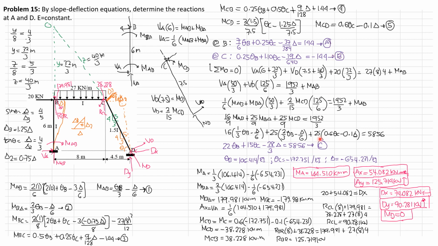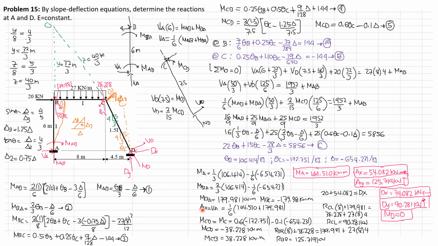Solving equations A, B, and C simultaneously, we get theta B 106.414 over EI, theta C negative 172.751 over EI, and delta negative 654.231 over EI. From there, we can now evaluate these moments. M_AB, which is M_A, is 1/3 of theta B minus 1/6 of delta, so M_A is 144.51510 kilonewton meter. M_BA is 2/3 theta B minus 1/6 of delta, so 179.981 kilonewton meter positive. Therefore, M_BC is the negative of that value.